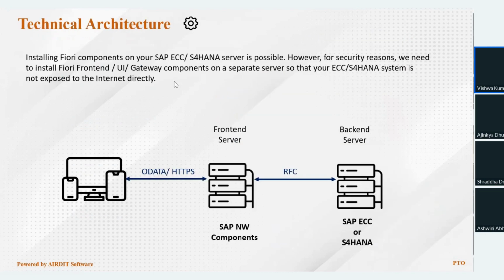Okay, once we talk about technical architecture, I am sure you might be aware that we need a separate server, basically for security purposes. We have to install the components in a new server, which will be called a front-end server. The middle server you can see is the new server which you will either purchase or might already have, and we will install the front-end components. That is required from the technical architecture.